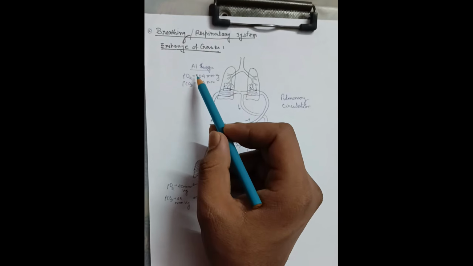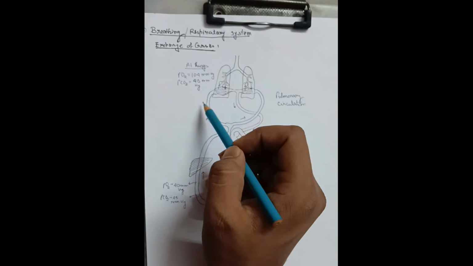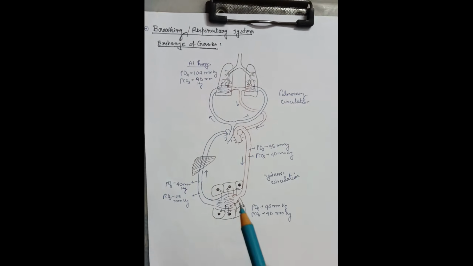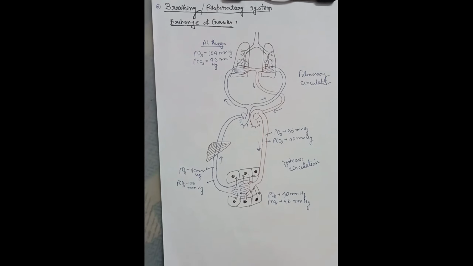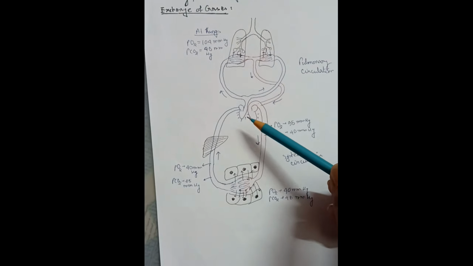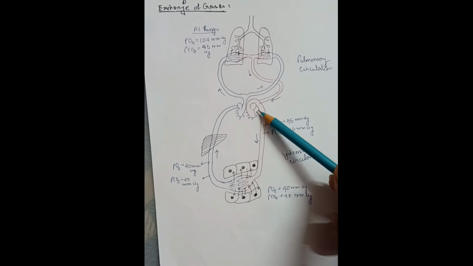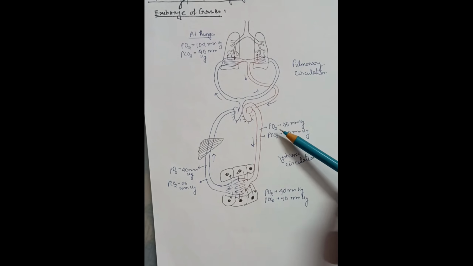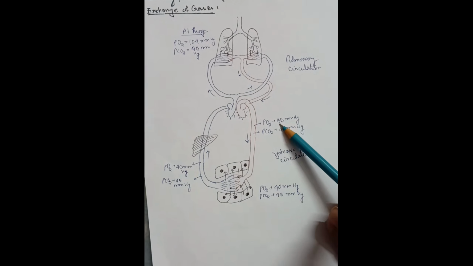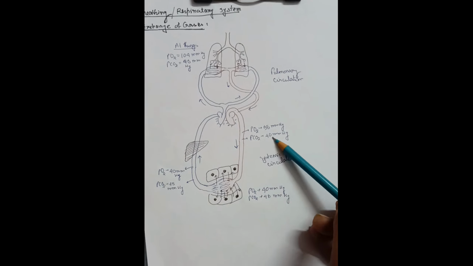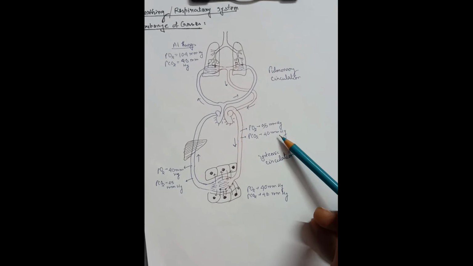Obviously the partial pressure of oxygen is way higher here because it is the place from where the oxygen has to get transported into the blood. Then if we see in the arterial blood, the partial pressure of oxygen is slightly reduced but not much, that is 95 millimeter of mercury, and the partial pressure of carbon dioxide is still 40 millimeter of mercury.